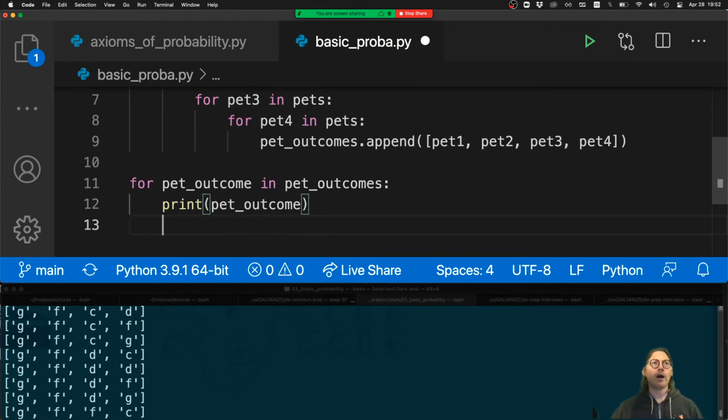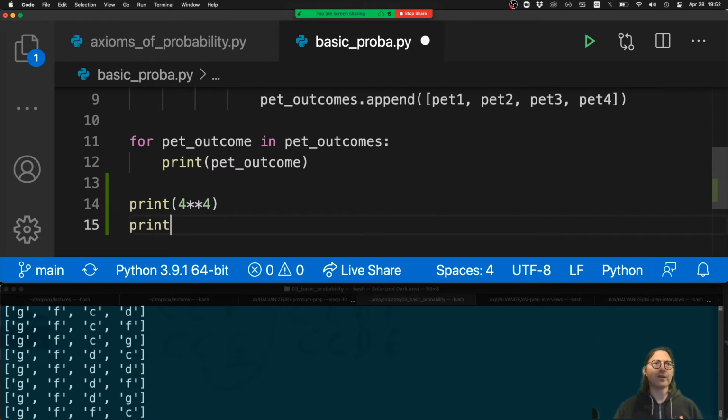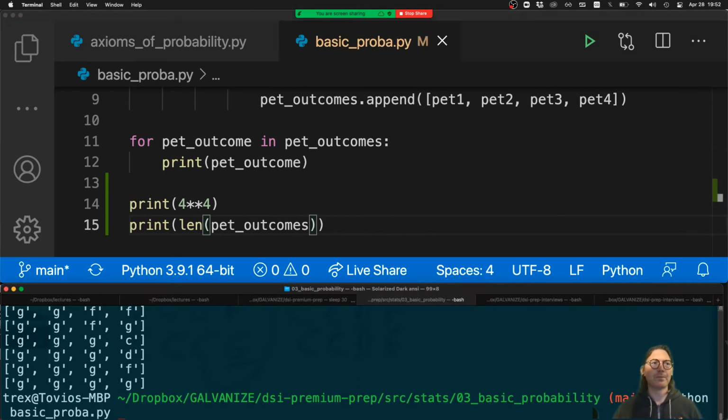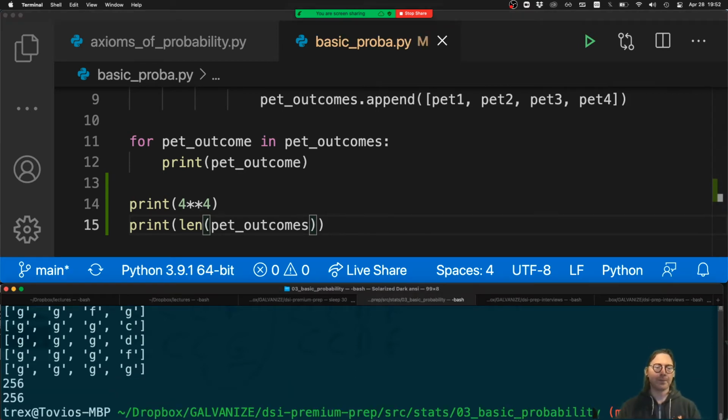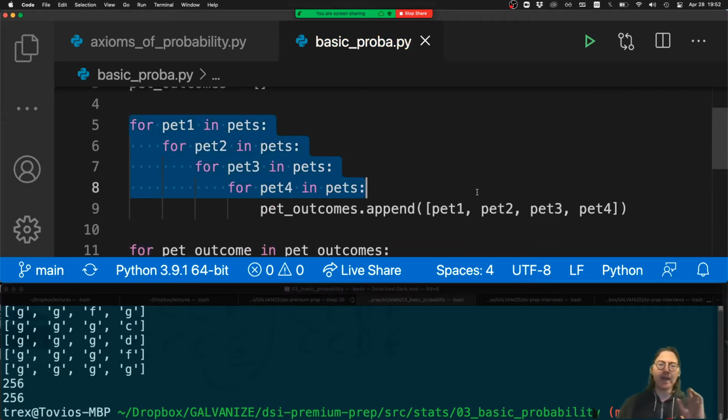Yeah, and let's just verify that. So print 4 to the 4th power, and let's print the length of our pet outcomes. And these should be the same number. 256. Okay, it's pretty straightforward, right? This is a way to count. And I'm not saying, how do I say this, I'm not saying you should spend a lot of time making nested for loops in your life. The less you can nest for loops, the better. However, if you're doing pure counting, this is kind of the way to do it.